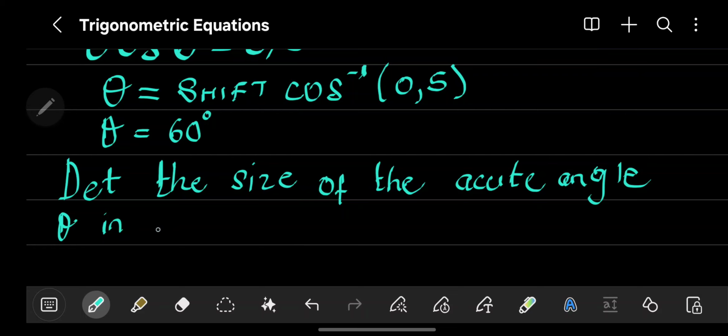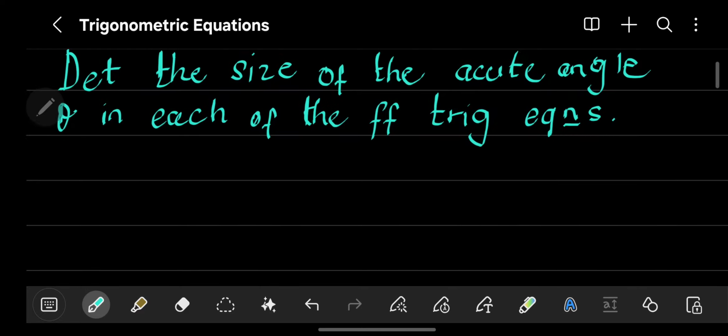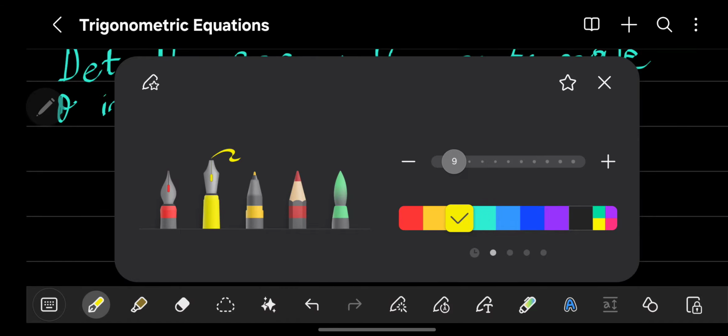I'm just going to write it like this: trig equations, which is the shorthand for trigonometric equations. Round your answers off to 1 decimal place when necessary. So don't forget that we are rounding our answers to how many decimal places? To 1 decimal place.